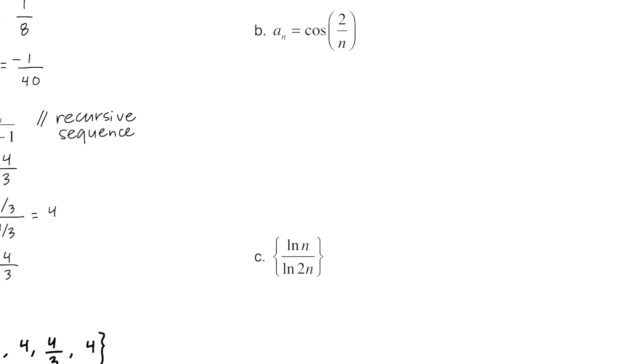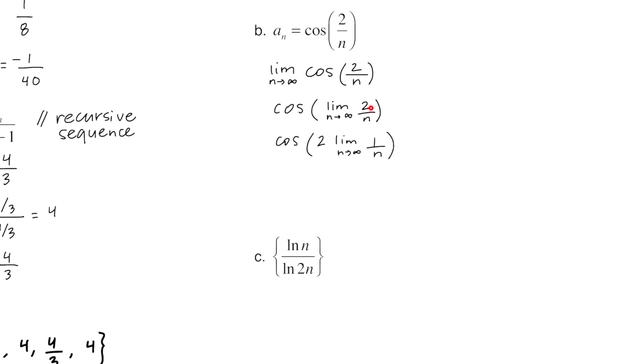So we're going to start by taking the limit as n goes to infinity of the sequence. At this point, because we're taking the limit of a composition of functions, we're going to use a theorem from a previous chapter where it says that we can pull the outside function to the outside of the limit. So we get cosine of the limit as n goes to infinity of 2 over n. So I pulled the 2 to the front of this limit, and then as n gets larger and larger, this fraction is going to go to 0. So 2 times 0 will just be 0. So we have cosine of 0, which equals 1.